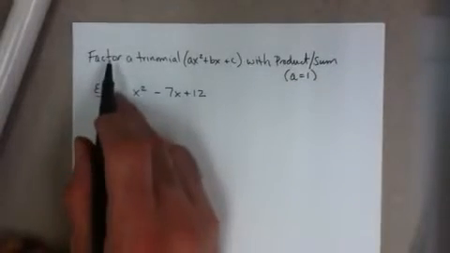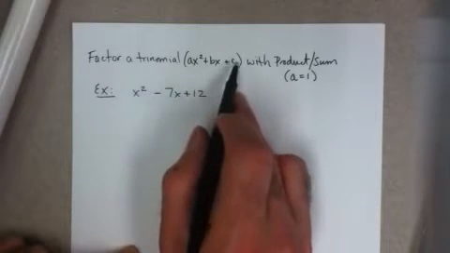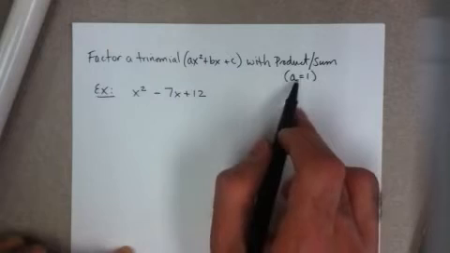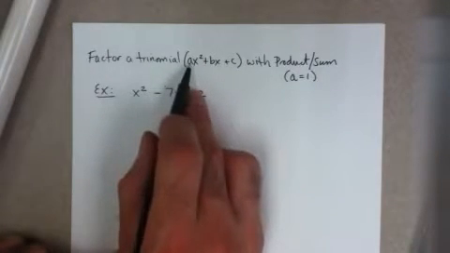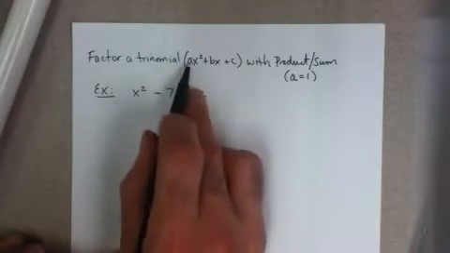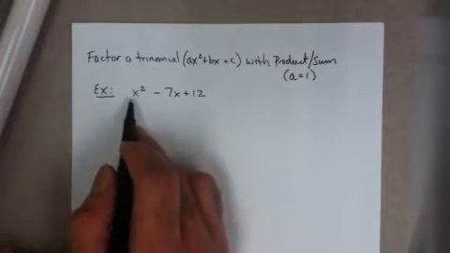This video is about how to factor a trinomial of the form ax squared plus bx plus c with the product sum method, specifically when a is equal to 1. And when I say a equals 1, I mean this a in this form, which would be really just the leading coefficient of the polynomial. So here's an example where this fits.